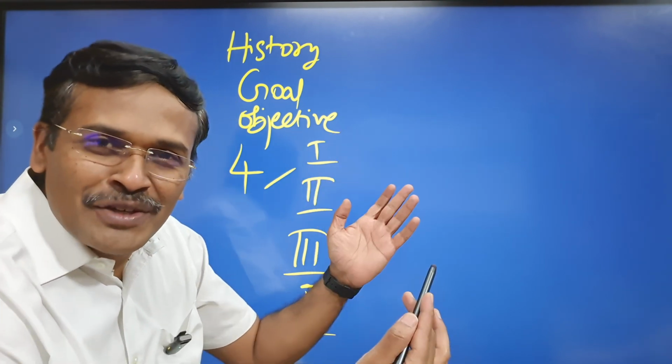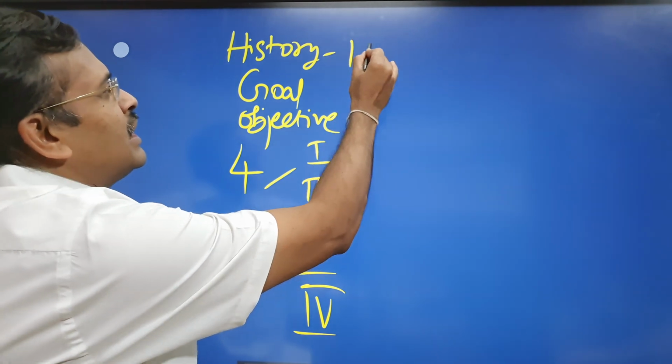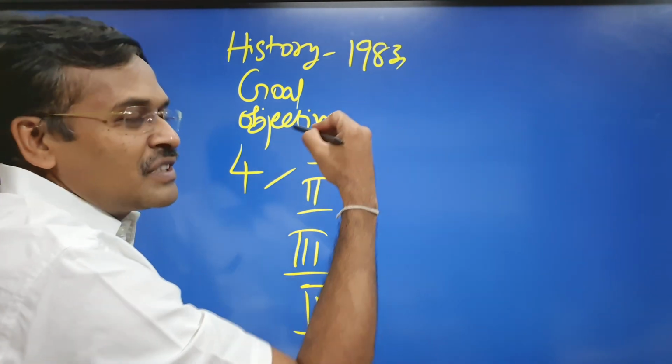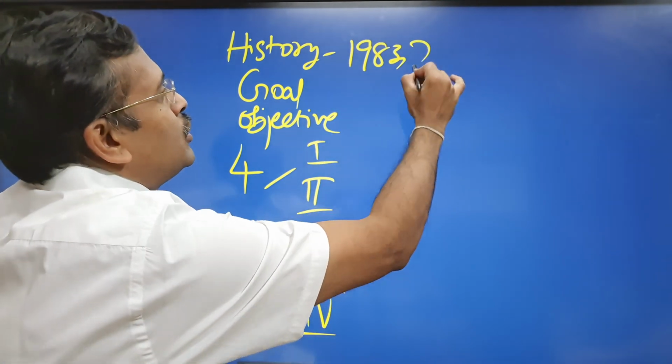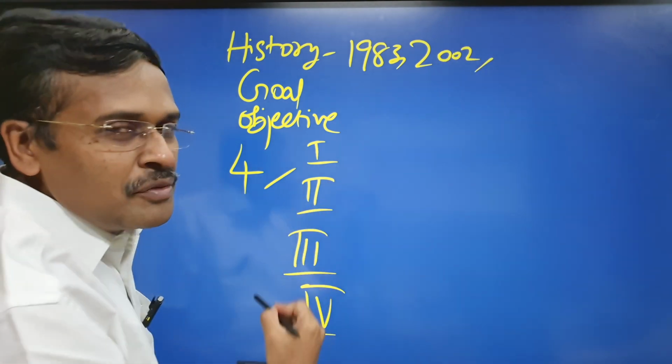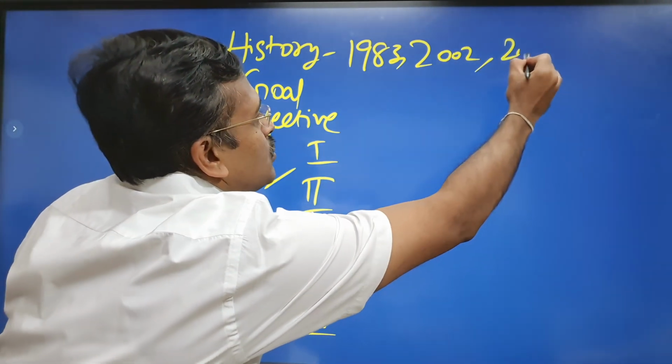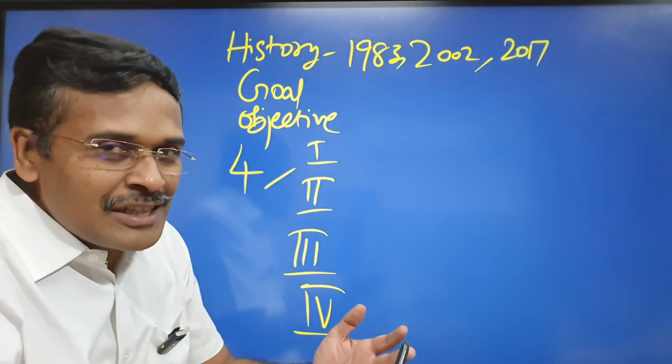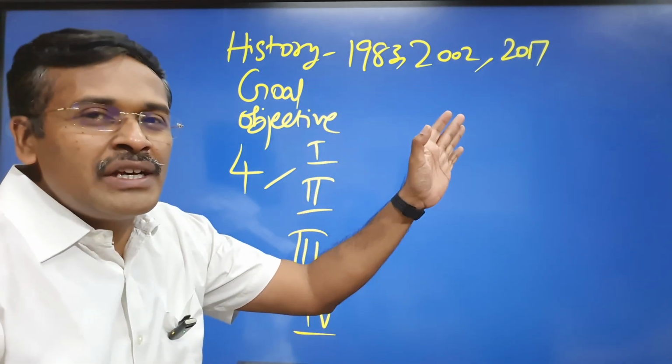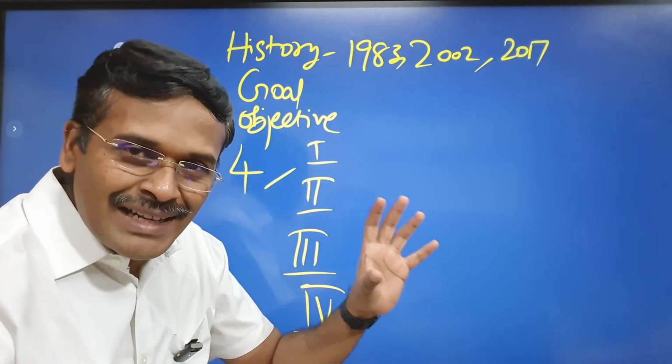So what is the history of national health policy? It is very simple. In 1983, the first national health policy was framed. In 2002, another national health policy was framed. Now the latest one is the 2017 national health policy. So year on year we are seeing some improvement in health statistics.